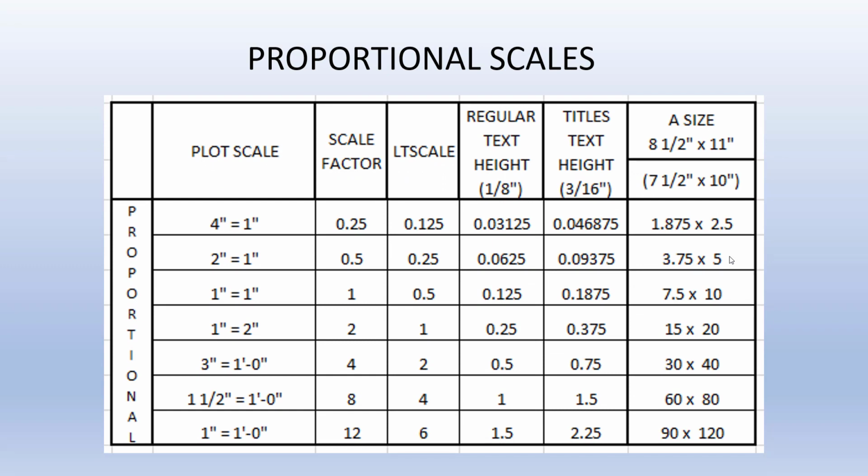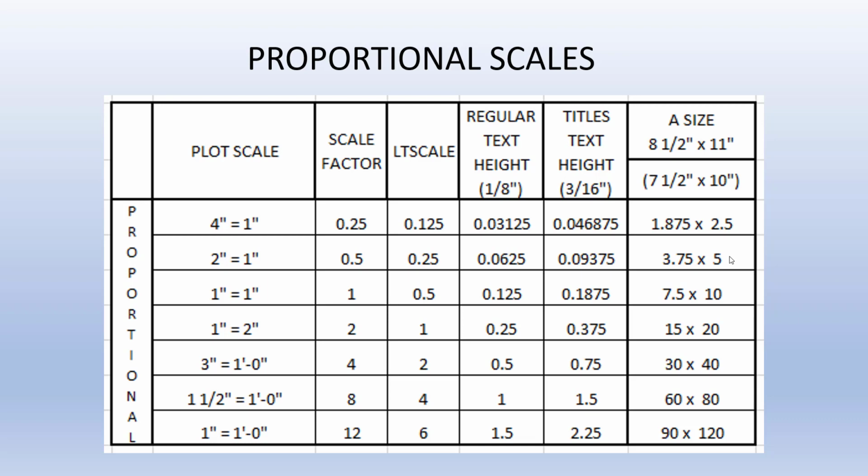The first table is the proportional plot scale table. Looking from left to right, the first column is the plot scale which you will find in a drawing title block. The next number is the scale factor. It is a multiplier that will be used to set up the parameters in a drawing, and it is calculated using the plot scale values. This is the number that we will learn to calculate in the event that you do not have a scale chart available. The next number is the line type scale, which is basically the scale factor divided by 2.